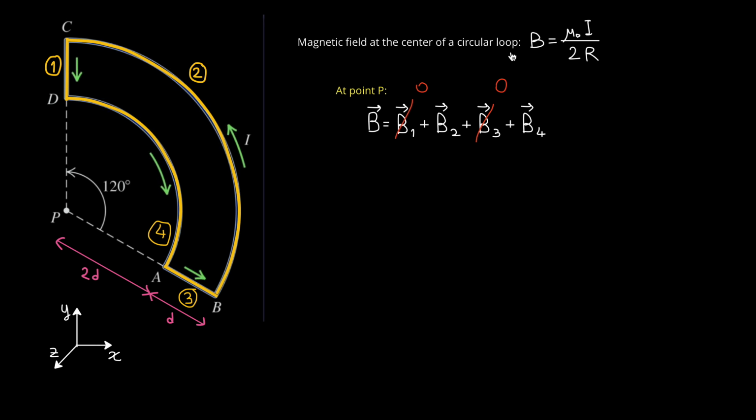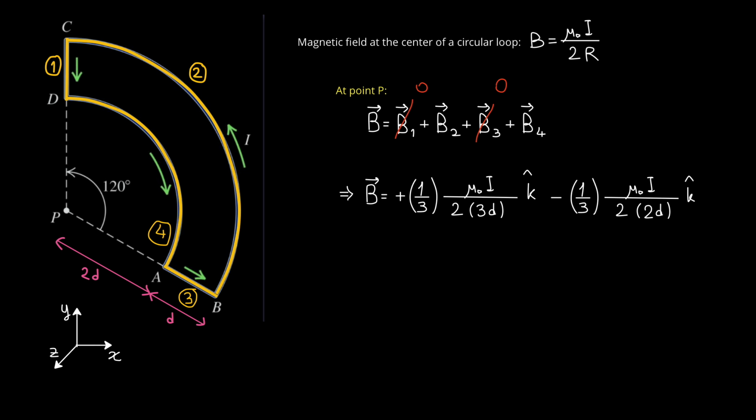Segment 4, on the other hand, has current flowing in the clockwise direction. Curl your fingers in the clockwise direction. Your thumb is pointing into the page, away from you. And based on my coordinate frame, that is the negative z direction. So vector B4 points in the negative z direction.